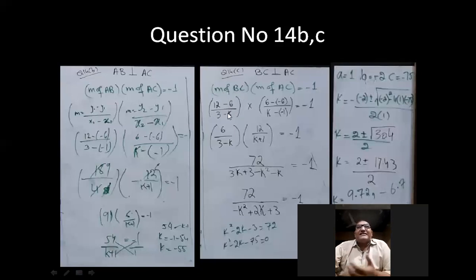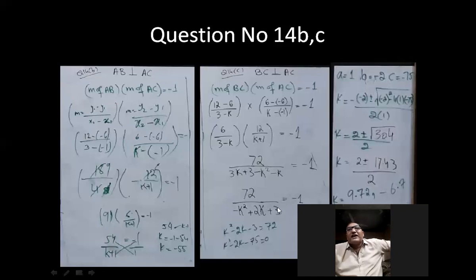It will be 12 minus 6 divided by 3 minus K, multiplied by 6 minus -6 over K minus 1. So you will have 6 divided by 3 minus K, and here you will have 12 divided by K plus 1 equals -1. Numerator multiplies numerator, denominator multiplies denominator. So you will have 6 multiplied by 12, that's 72. When you multiply these two brackets, you will have 3K plus 3 minus K square minus K. So downstairs we will have minus K square plus 2K plus 3 equals -1.